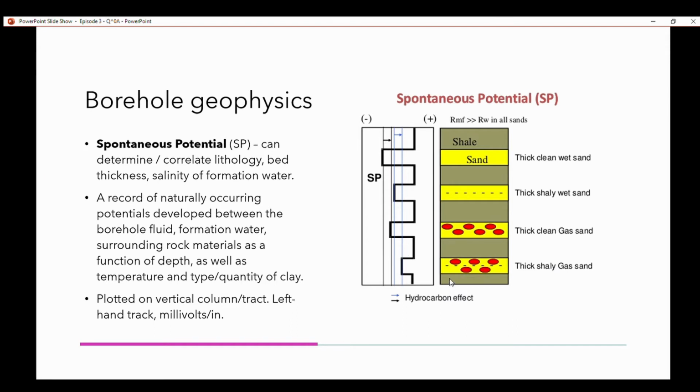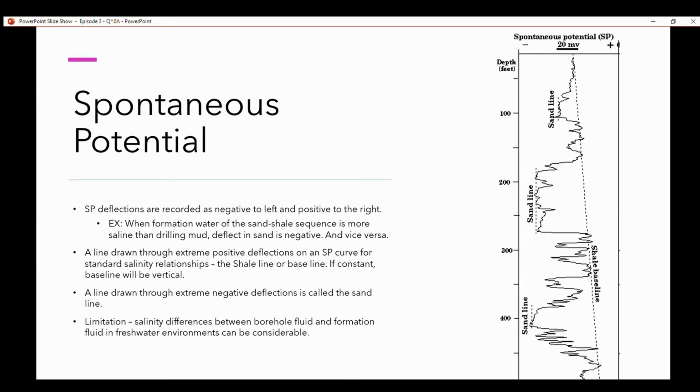Sorry. Okay, so spontaneous potential deflections are recorded as negative to the left and positive to the right. An example is when formation water of the sand shale sequence is more saline than drilling mud, the deflection in sand is negative. Obviously, all these deflections on this side are negative SP. So a line drawn through the extreme positive deflections on an SP curve for standard salinity relationships is called the shale line or the baseline, which is this line right here.